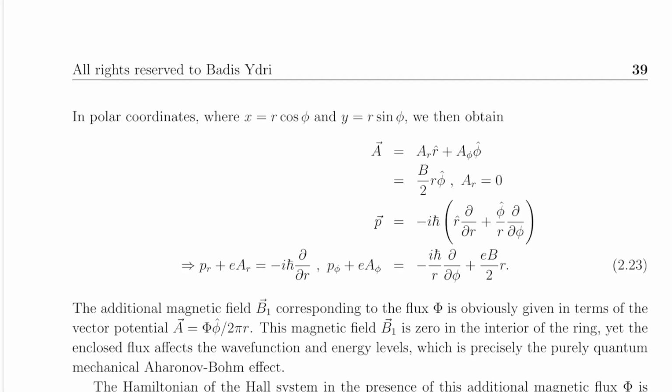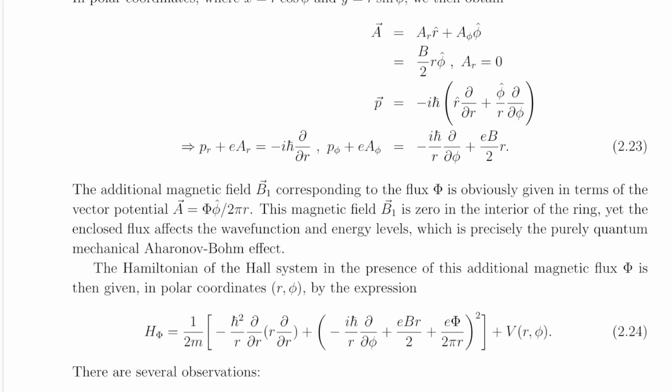Now, an additional magnetic flux is introduced at the center, the Aharonov-Bohm flux. Although the magnetic field associated with this flux is zero inside the ring, the enclosed flux still affects the wave functions and energy levels. The Hamiltonian now includes this extra flux. The structure becomes slightly more complicated, but its effects are profound.